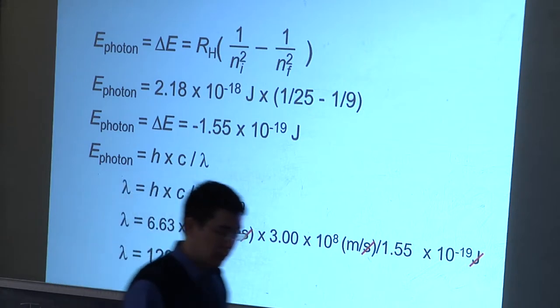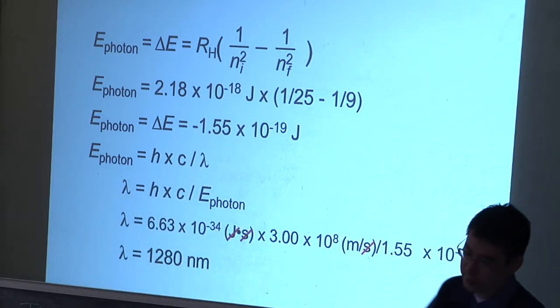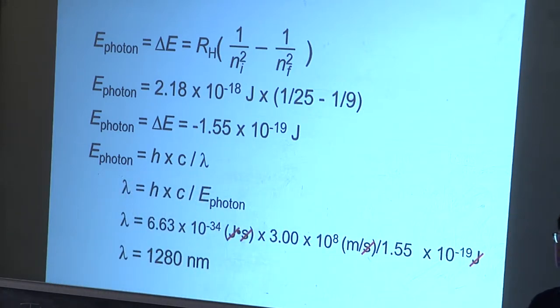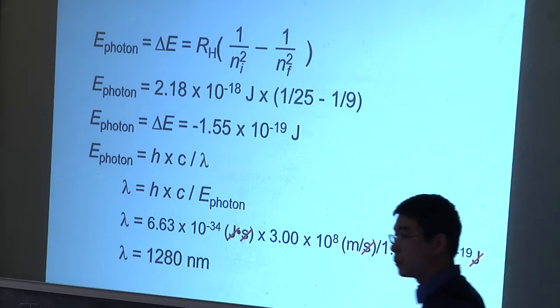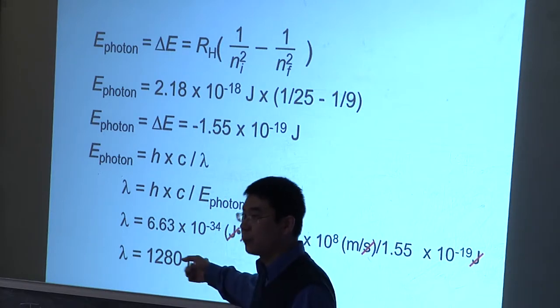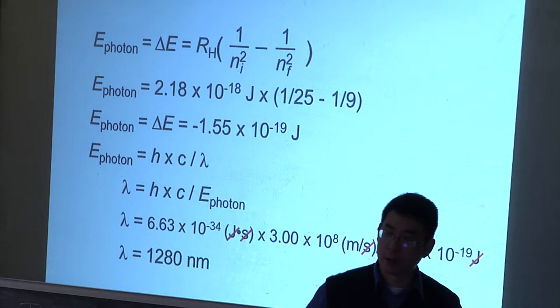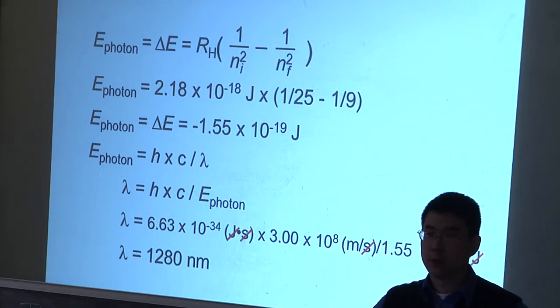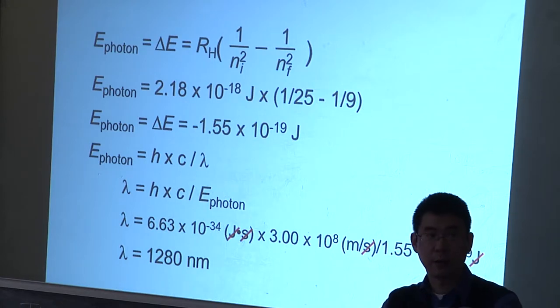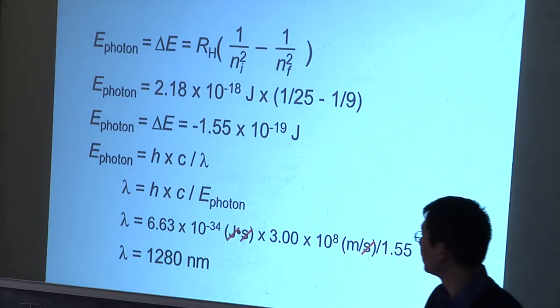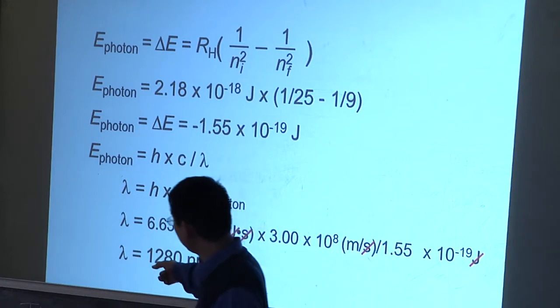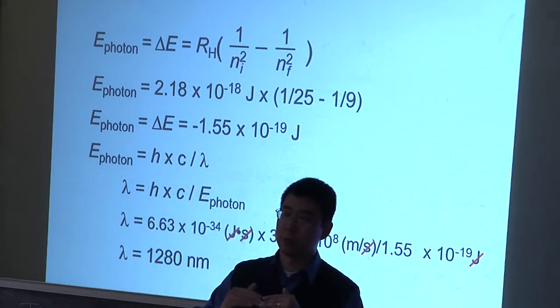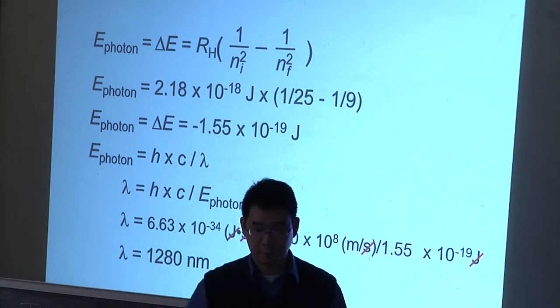Have you guys done anything in lab with Beer's law? So you take an absorption. That's exactly what's happening when you do Beer's law. You set a wavelength on your device, and then you put your cuvette in and shine light into it and see whether it absorbs or not. And if it absorbs, that means the electrons are being excited at that wavelength.